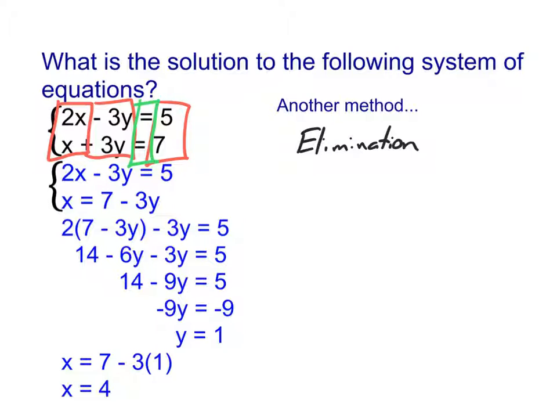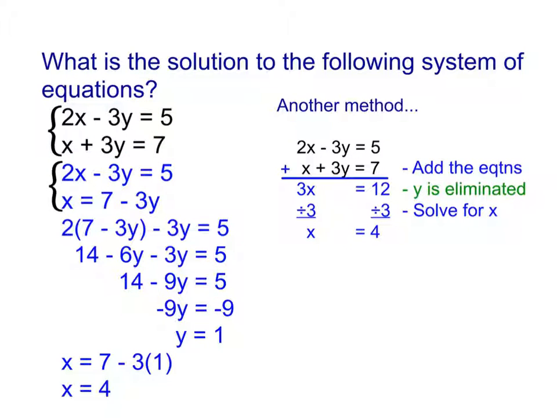And so the whole idea behind this method, and partly why we have to have everything lined up vertically, is because we actually are allowed to add equations together to get new equations. And it turns out that when you add two equations together, the resulting equation will have the same solution as the original equations.